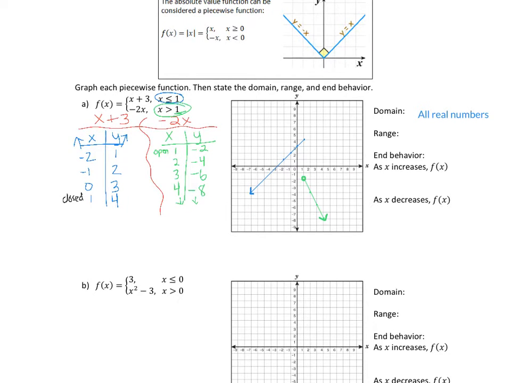Our range, this one's a little tricky. For our range, the largest our y value goes is right here, which is at positive 4. Nothing else is higher. Everything is lower than that. So our range is y is less than or equal to 4. It's equal to because it includes the 4. It's a closed circle on the y value of 4. And then our end behavior: as x increases, y decreases, or f of x decreases, and as x decreases, f of x also decreases. So these are both decreases.